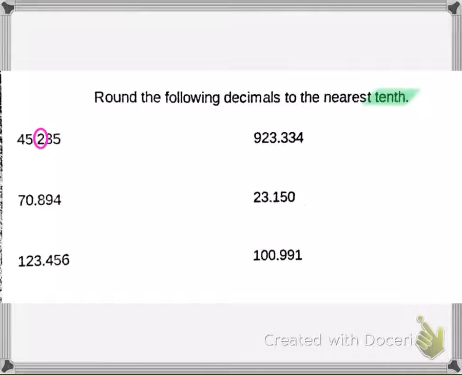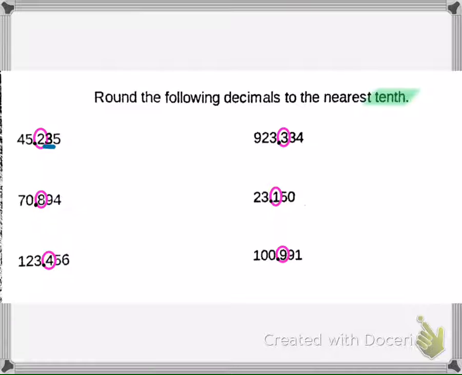In the first problem, we have the 2 in the tenths place. The next problem, we have an 8. The next problem, we have a 4 in the tenths place. Then we have a 3 in the tenths place, then a 1 in the tenths place, and a 9 in the tenths place. So the hundredths place is going to tell me what to do.